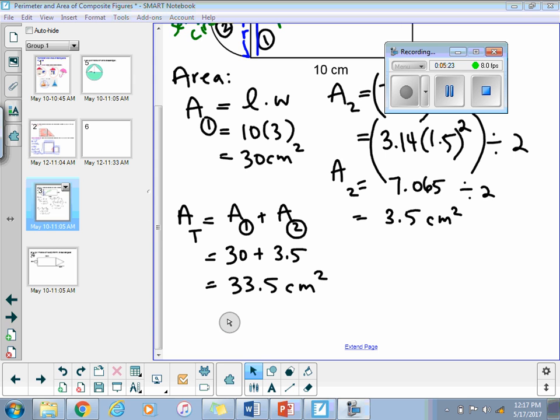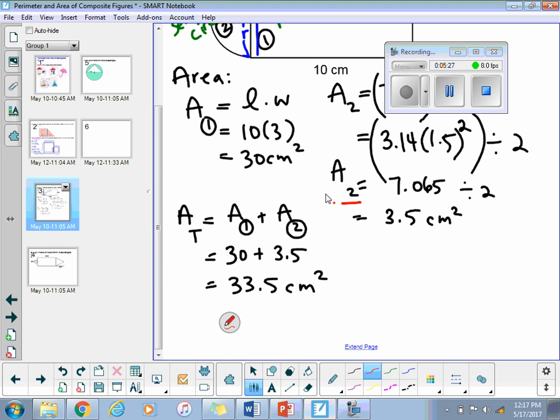All right, so the area of the second shape we were looking at turned out to be 7.065 divided by 2. So the total for A2 is 3.5 centimeters squared. But then to find the total area, remember we have to add area 1 and area 2. Okay, so that gives us a total of 33.5.